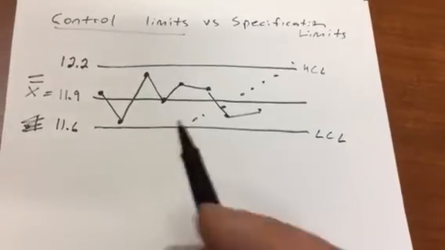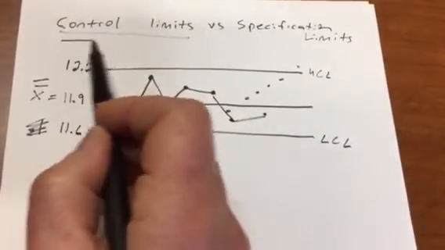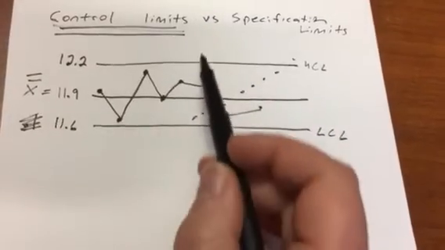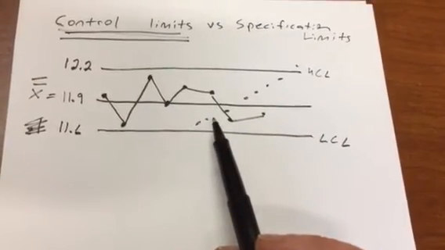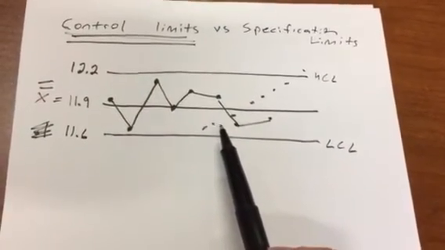All right, so again, that's a control chart. It's got control limits, and the control limits are one of the things that help us figure out whether or not the process is in control.